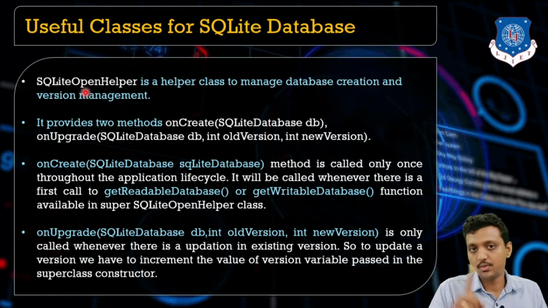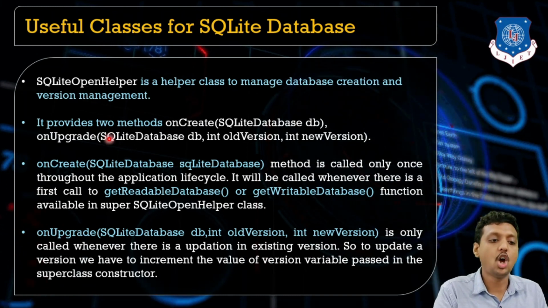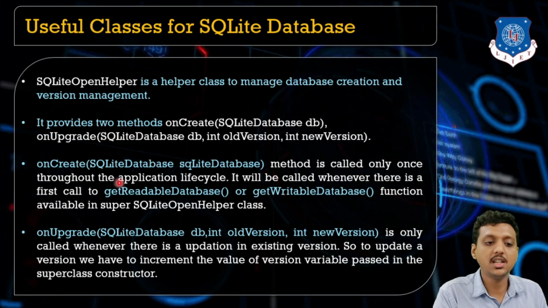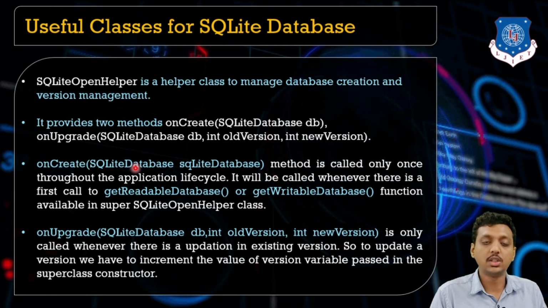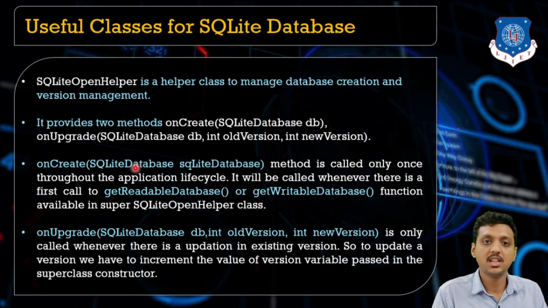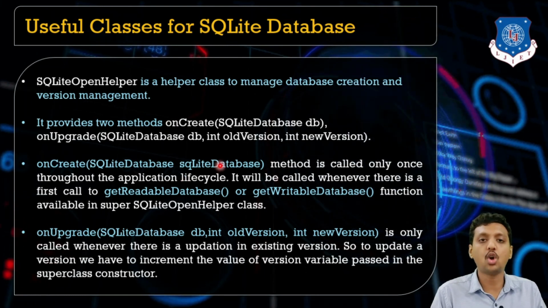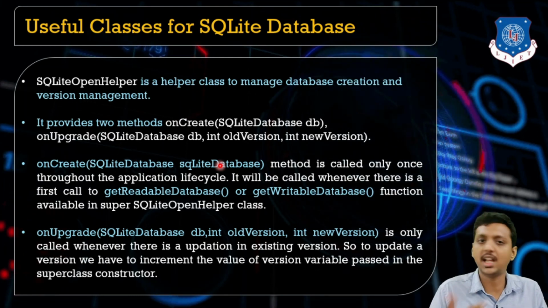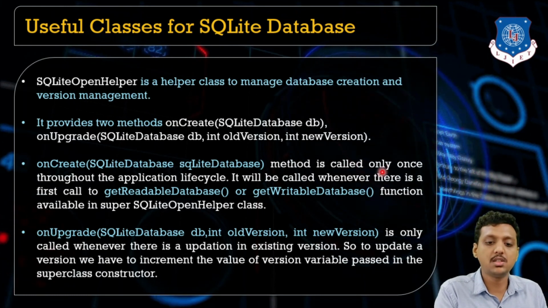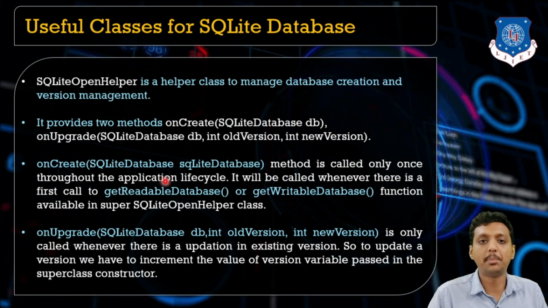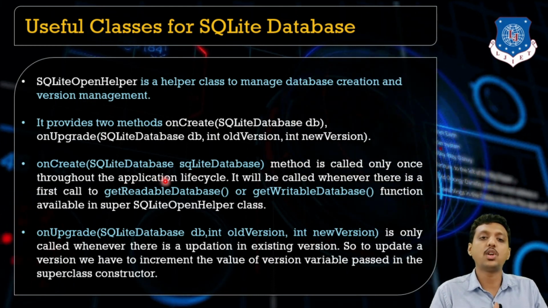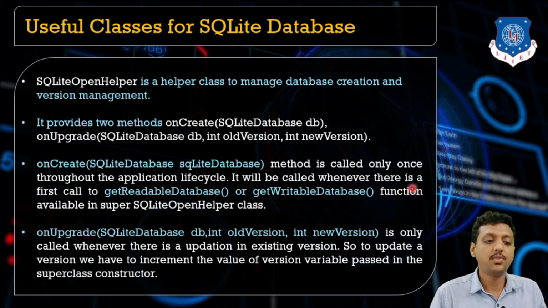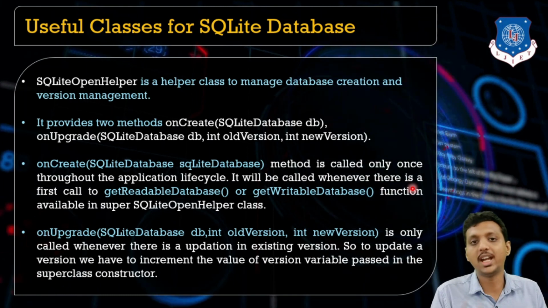So version management control and the database creation, both of these things happen under the SQLiteOpenHelper class. For the creation of the database, we have the method onCreate(SQLiteDatabase). This onCreate method contains a SQLiteDatabase object. SQLiteDatabase is a default class whose object is used to call various methods like execSQL, create, insert, delete, update, and so on. This method is called only once throughout the whole application lifecycle. Once you want to create the database, this method is called. It will be called whenever there is a first call to getReadableDatabase or getWritableDatabase.